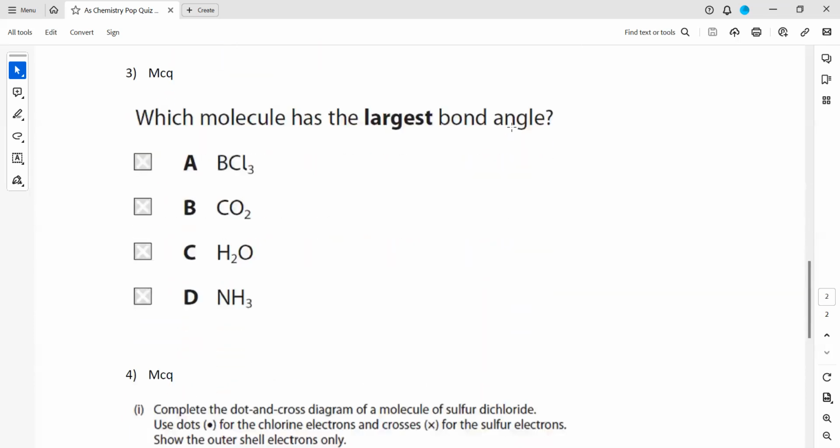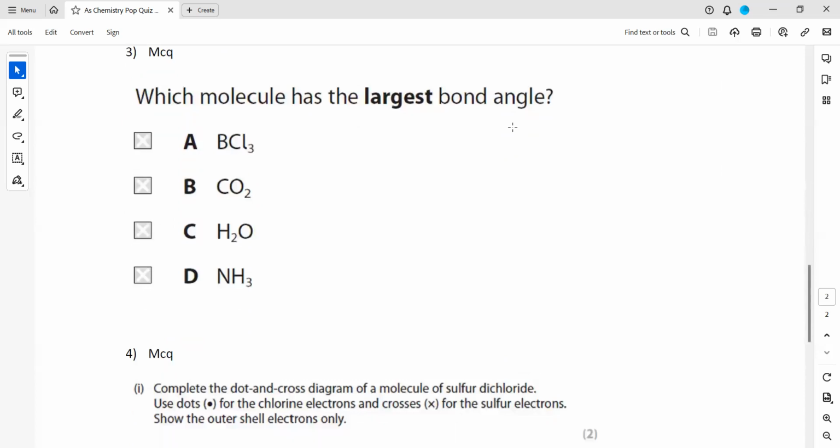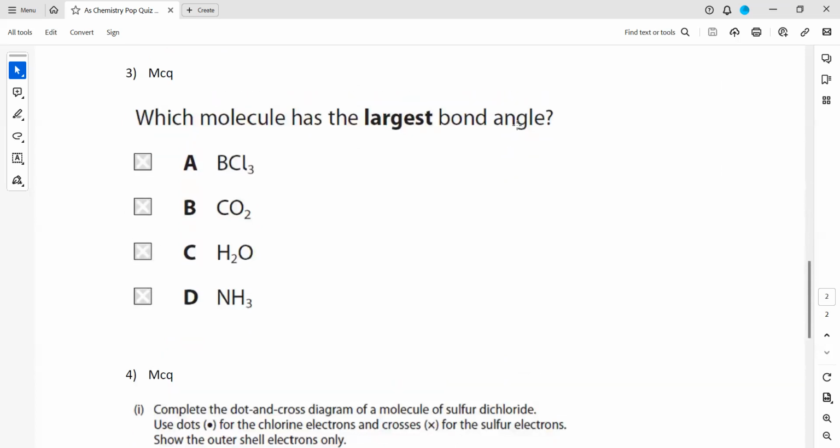Which molecule has the largest bond angle? For this, you have to recall the structure and bonding, like how many bond pairs and how many lone pairs are there. When we draw BCl3, boron has 3 electrons and shares all 3 electrons with chlorine. When we are predicting the structure, we check the central atom. The central atom is boron, and how many bond pairs are there? 1, 2, and 3 bond pairs.